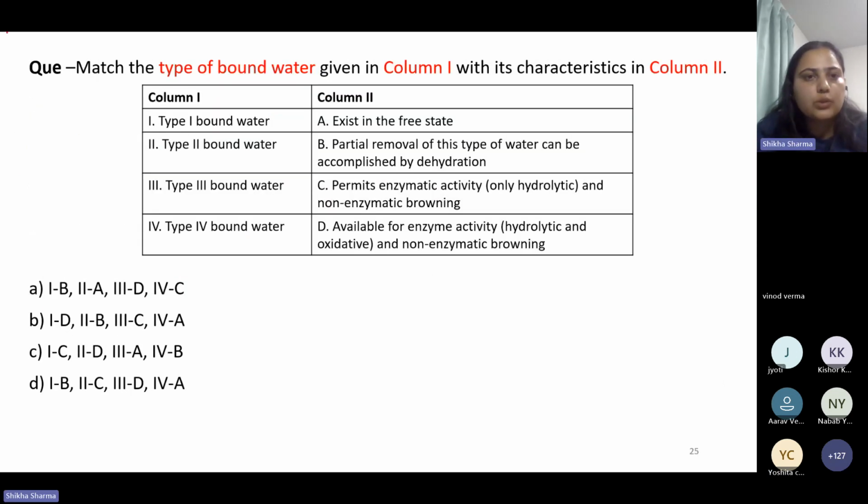So let's move to the next question. Column 1 is about the different types of water, which are type 1 bound water, type 2, type 3, and type 4. Column 2 is about its characteristics. So we need to match. Let's discuss.